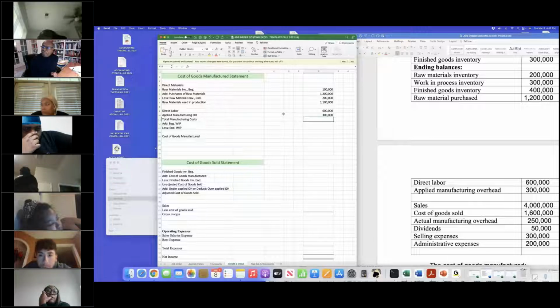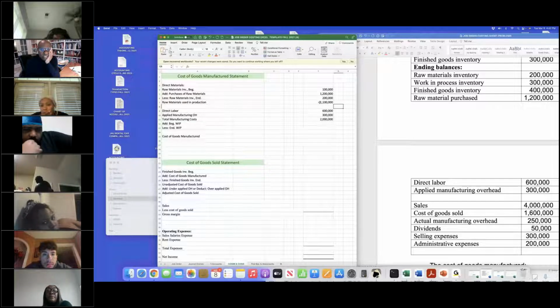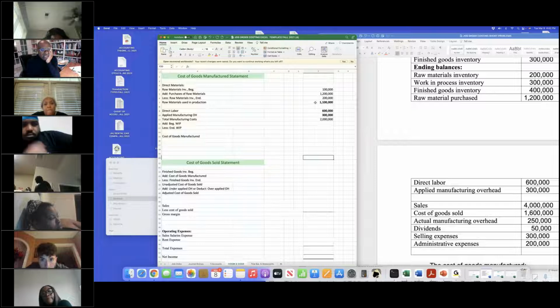How much might that be? 2 million is a better number. How do you add them? All we're doing is adding these three numbers right here. So all we did was add those three numbers. We got 2 million. So that's total manufacturing cost.